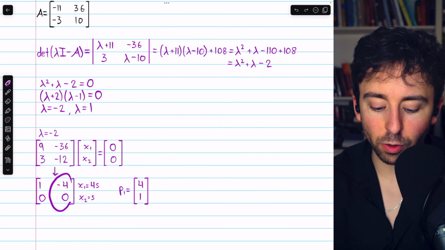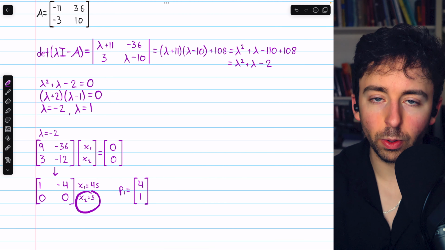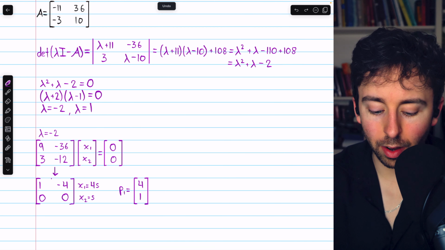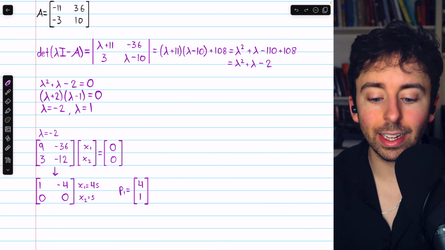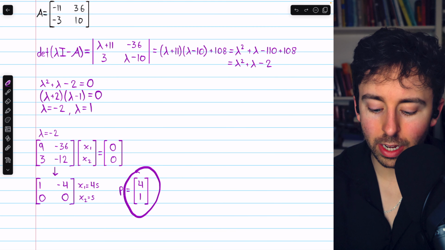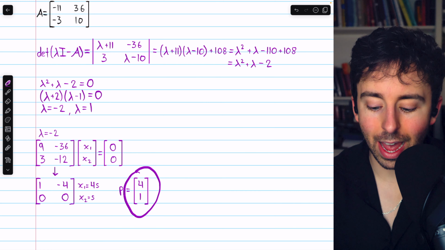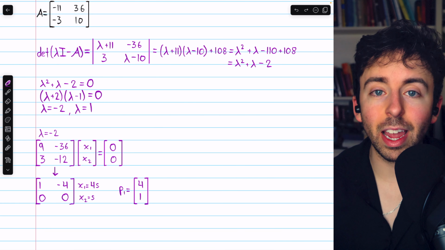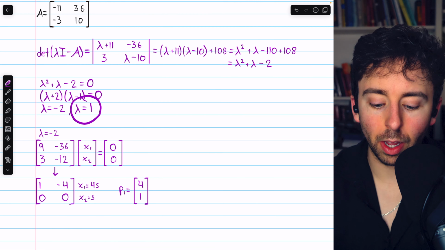There's no leading entry in column 2, so x2 is a free variable. Let's say x2 equals s. And then from row 1, we have that x1 equals 4s. And so a basis for the eigenspace corresponding to this eigenvalue is this vector here, just those coefficients of s, so positive 4 and positive 1. Now we have to do the same thing for the other eigenvalue, positive 1.